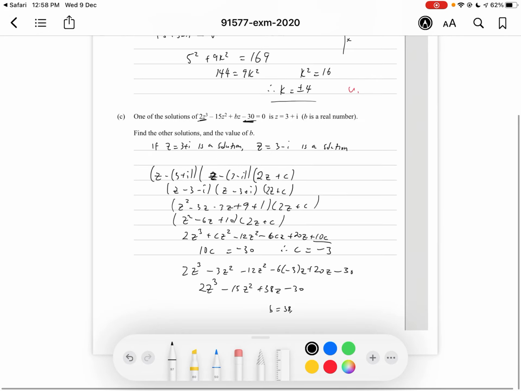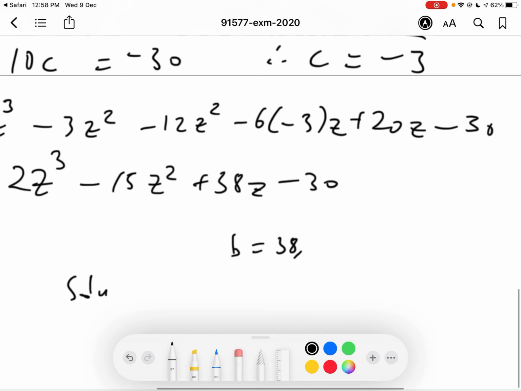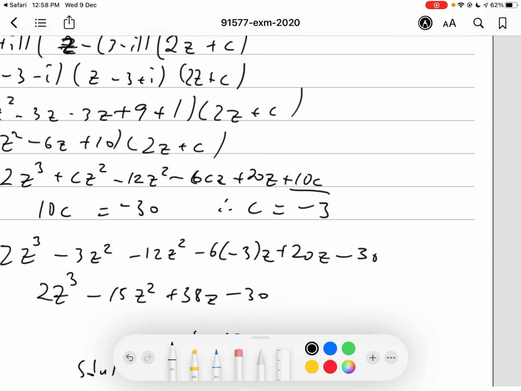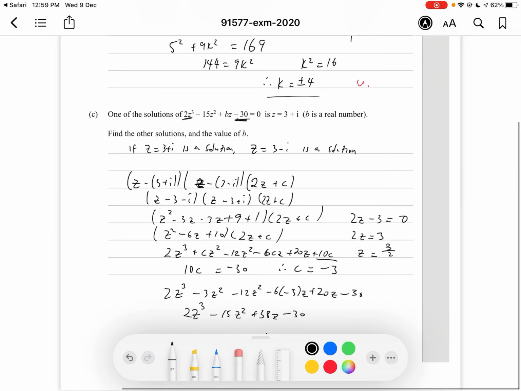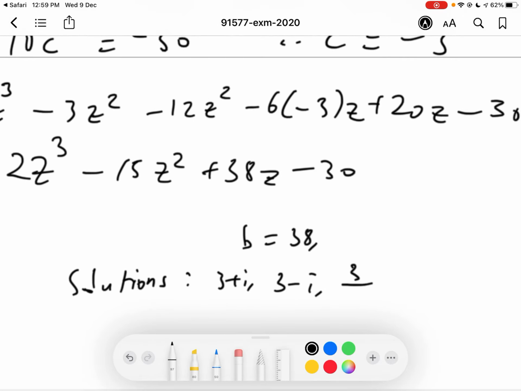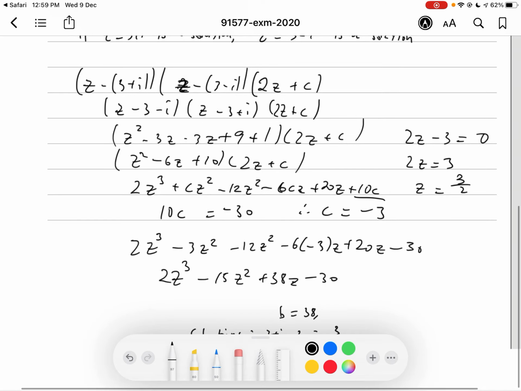We know that the solutions are 3 plus i, 3 minus i. And we also know that the last solution is when 2z minus 3 equals 0. So 2z equals 3. Therefore, z equals 3 over 2. So that's our final real solution. So the solutions are 3 plus i, 3 minus i, and 3 over 2.